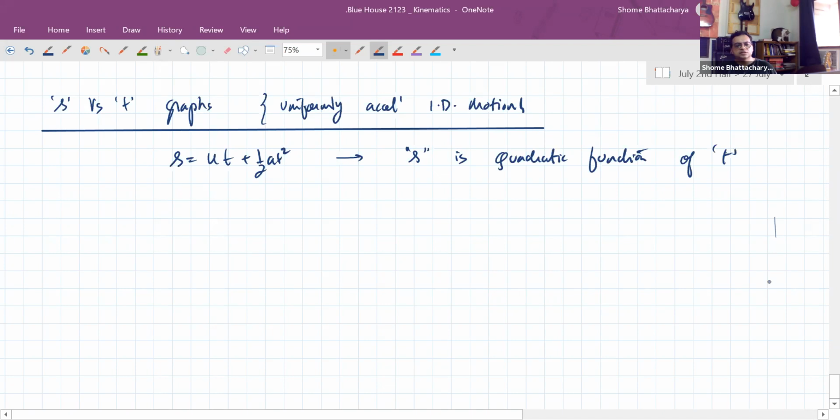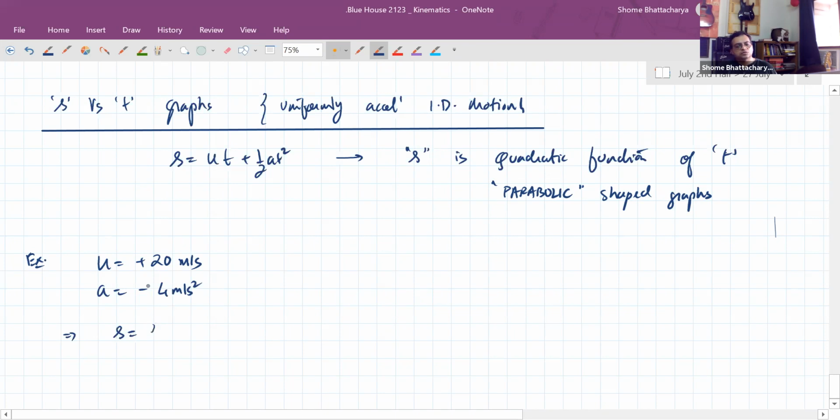And we have seen earlier that quadratic functions have graphs of a shape which is called parabolic. So they will be parabolic shaped graphs. So the first case, let's say U is plus 20 meters per second and A is minus 4 meters per second square. So S is going to be, oh sorry, let's take plus. Let's take the first case where both are plus.